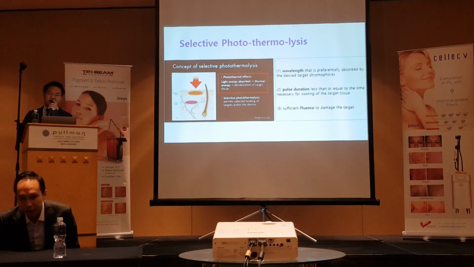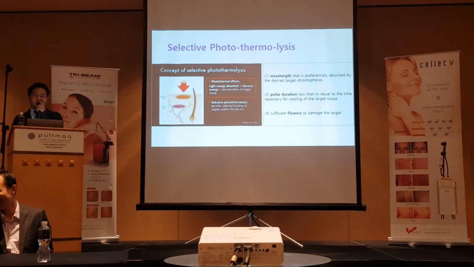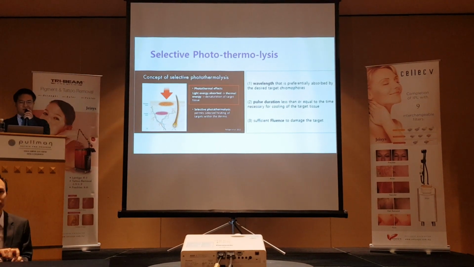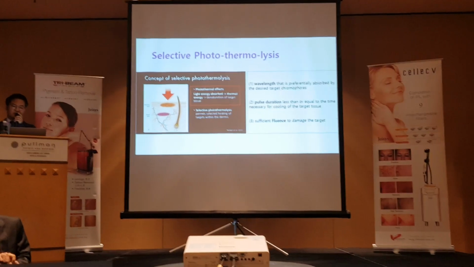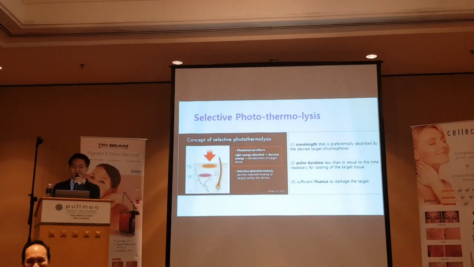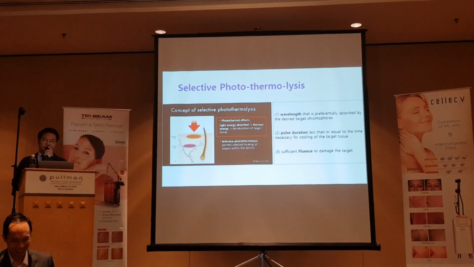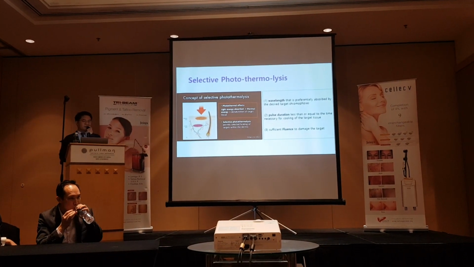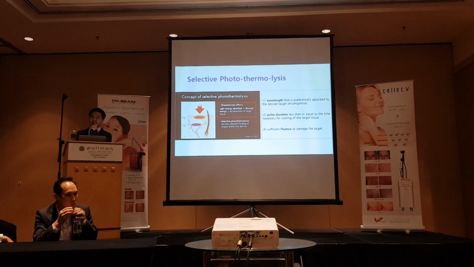One is wavelength: a wavelength that is absorbed by the desired target chromophores. Two is pulse duration: less than or equal to the time necessary for cooling of the target tissue. Three is sufficient fluence to damage the target.